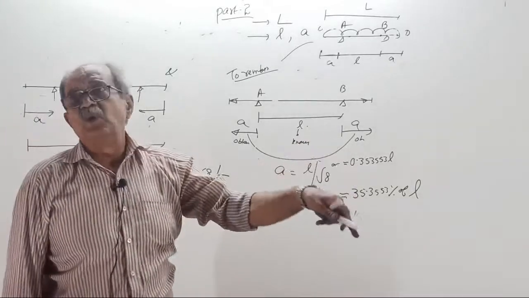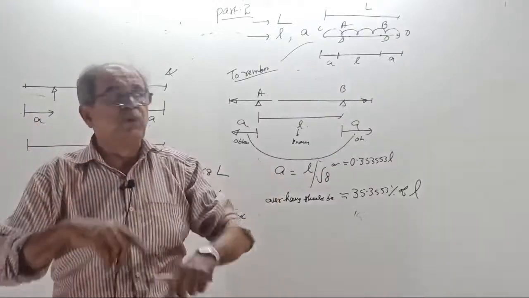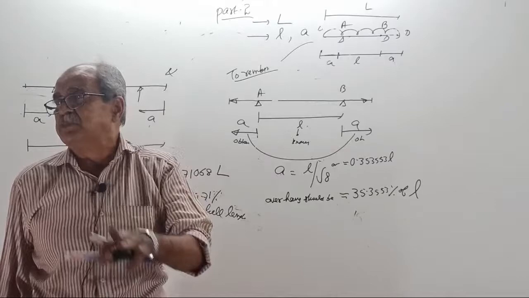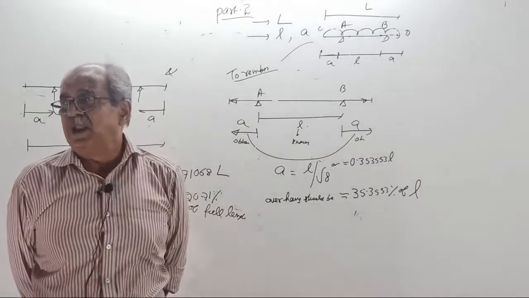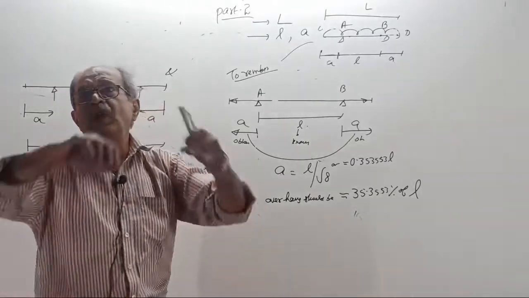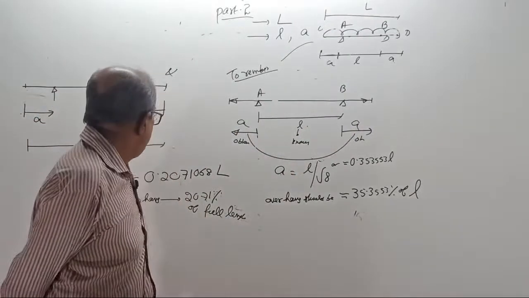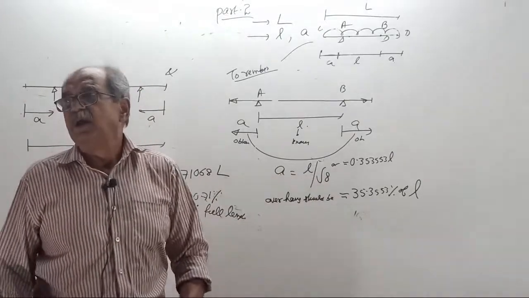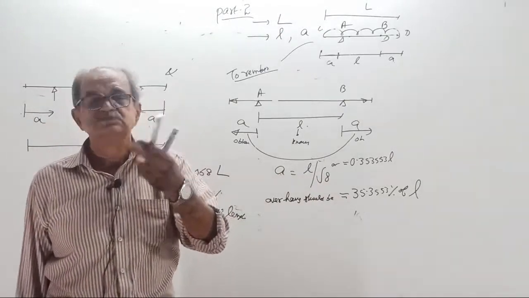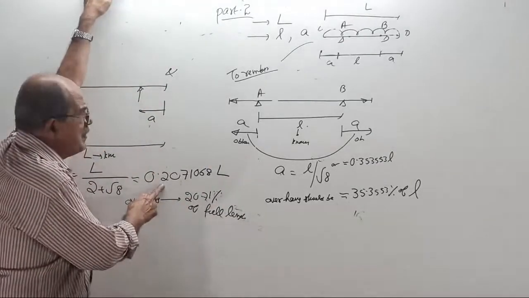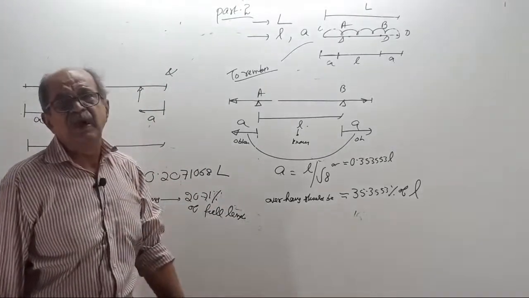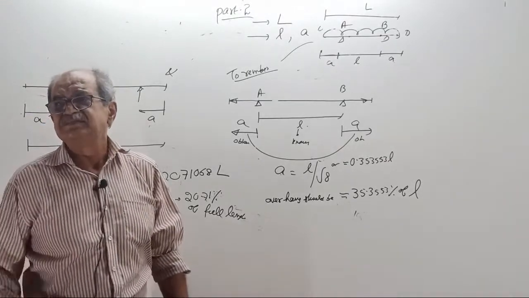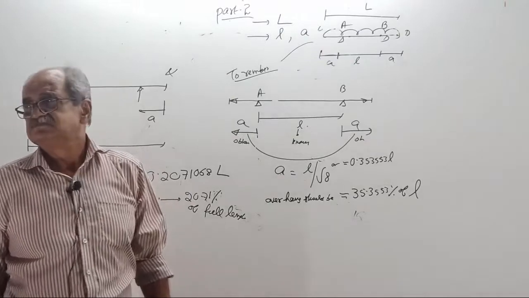If you refer it to the distance between the two supports, it is around 35.35%. Objective question very important. If you refer it to full length, it is around 20.71%. I do not remember any of these numbers, because if I want, I will derive it. Deriving will take more than 10 seconds. So why should I learn the number by heart?